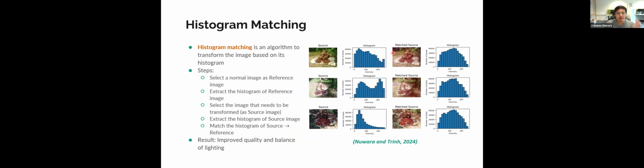In this paper, we solved this using histogram matching. The idea is, if we have an image with low quality, we can just transform it to an image that looks more normal, right? So the general idea is, for example, we take one reference image, the normal image, and then we transform the image that we would like to transform based on this reference.